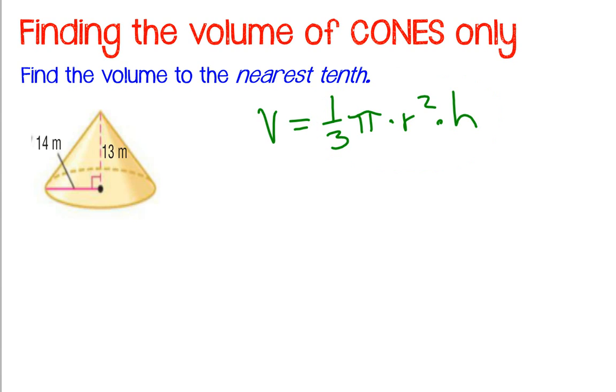So let's take a look at our figure here. We have a cone, has a circular base, and the base has a radius of 14, and the entire cone has a height of 13. So we're going to take these values and substitute them in for the correct variables. So I'm going to remove the letter R, and I'm going to remove the letter H, and replace them with their appropriate values.